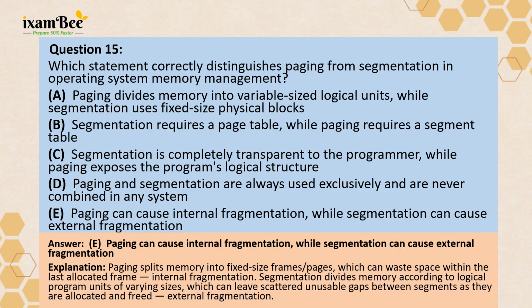That's internal fragmentation. Segmentation, on the other hand, divides memory according to logical program units of varying sizes. So the code, stack, data, etc. are having their own spaces. And as these variable size segments get allocated and freed over time, they leave scattered gaps between them that are too small to be reused. That's external fragmentation. So the statement that correctly distinguishes the two is option E, which is paging can cause internal fragmentation while segmentation can cause external fragmentation.